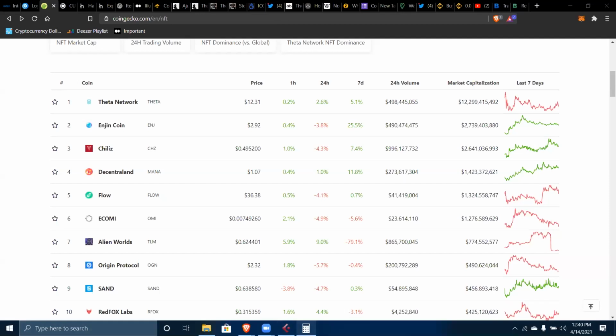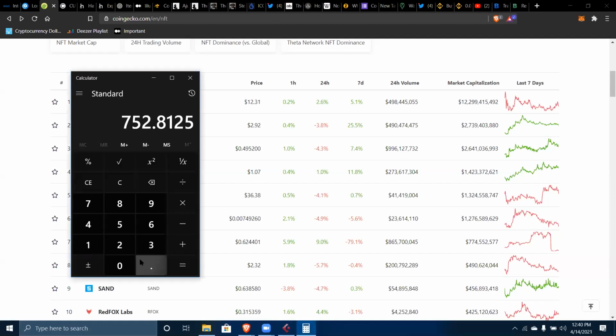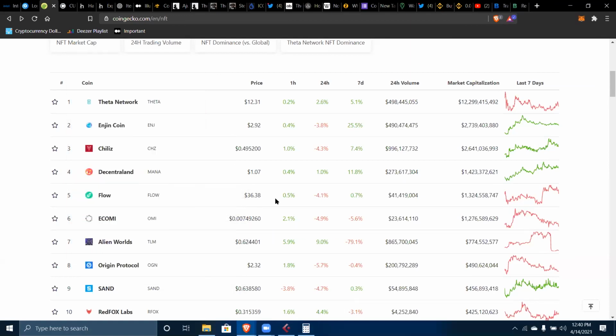Let me check to be sure. 0.87, I think. 0.87 times 495, yeah. So that's $430 per coin. And I bought back again at one thing. That's like 350% up. You see, so it depends.